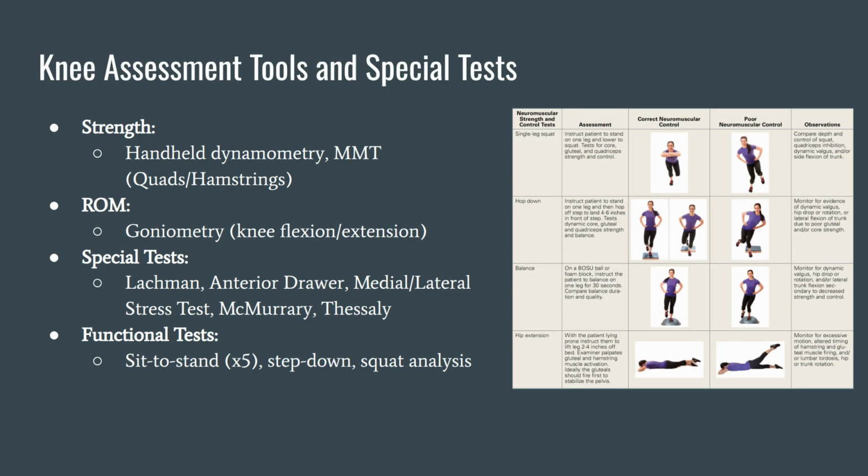Now for the knee. Knee deviations require assessment of strength of the quadriceps and hamstrings, testing range of motion. Full extension is essential for efficient stance.